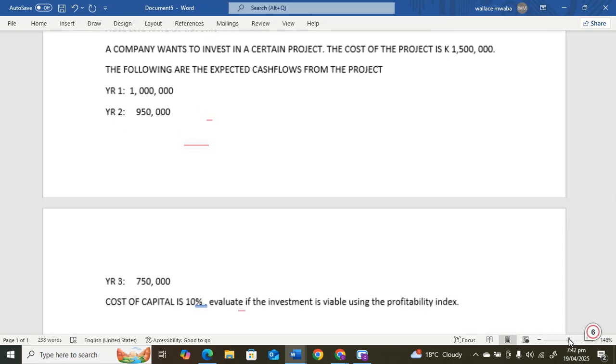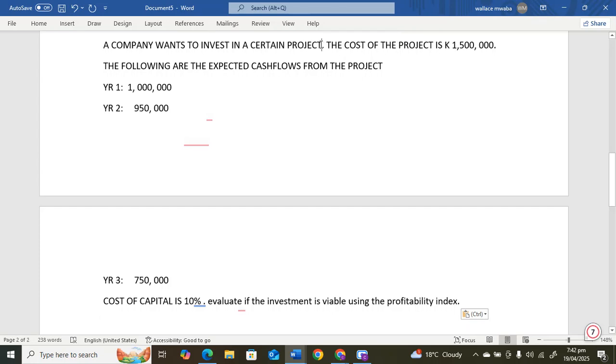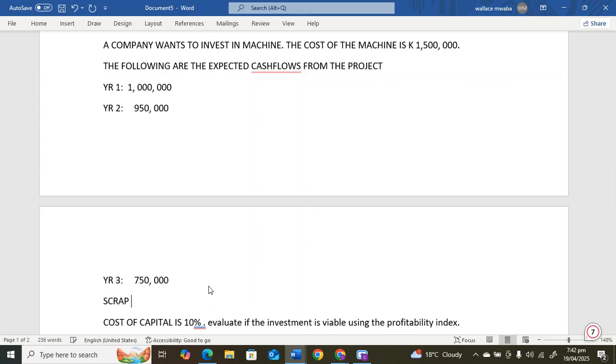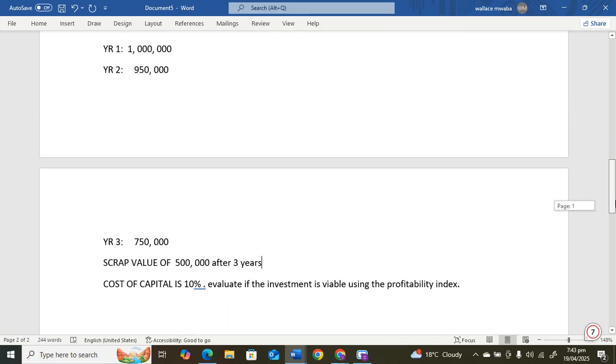Let's say a company wants to buy a machine. The cost of the machine is 1.5 million. Say also the machine has a scrap value of 500,000 after 3 years. And they ask us, evaluate if the investment is viable using the accounting rate of return.